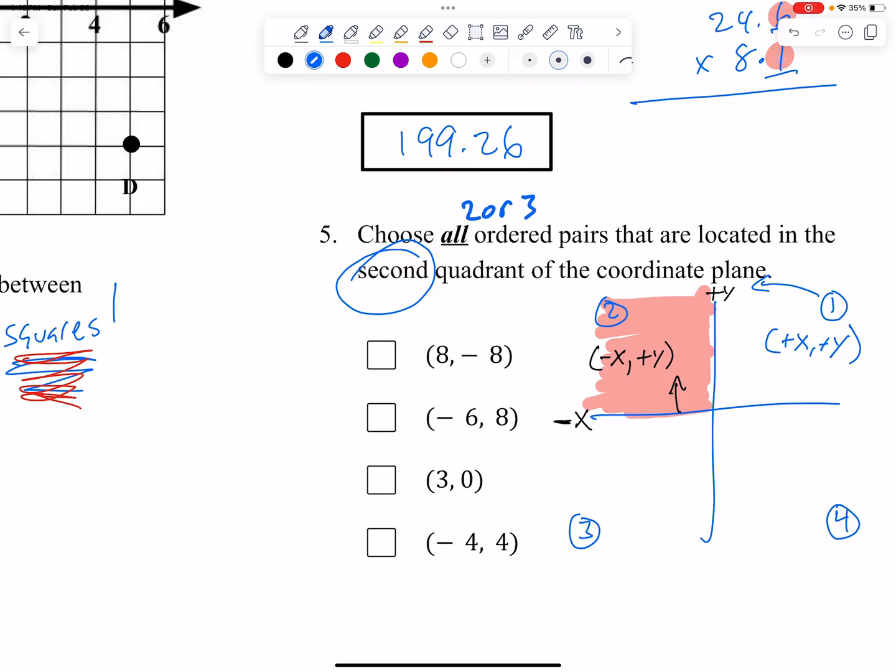So let's see. My x has to be positive. No, my x has to be negative. That is not negative. That is not negative. That one's okay. That one's okay. And my y has to be positive. That one's positive, that one's positive. So that one and that one are my options.